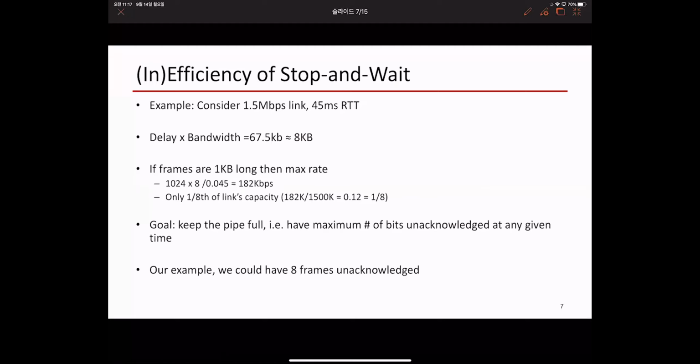Okay, so how can you solve this issue? How can you improve your utilization? Do you understand what the question is? I want to improve the utilization of stop and wait, because it is so inefficient. So how can you make this more efficient? Okay, I hope everybody understands the point. So go back to the point.